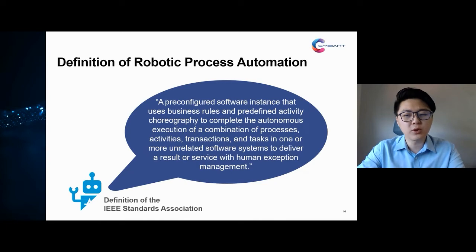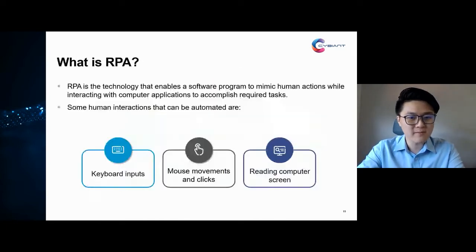Now let us look at what RPA is in a simpler way. RPA is basically a technology that enables a software program to mimic human action while interacting with computer applications to accomplish a required task. Some human interactions can be automated, for example keyboard input, mouse movement and clicks, and reading from the computer screen. With automation, these tasks can be done by robots.